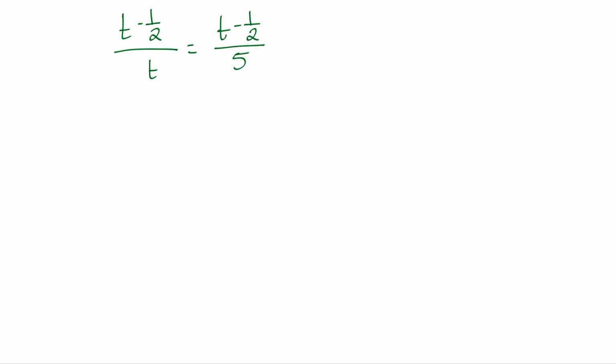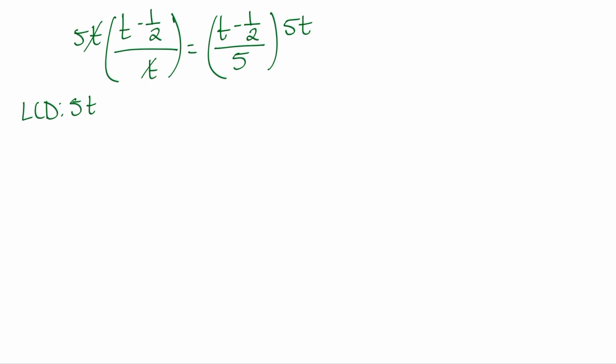Well, since it's a rational equation, I want to go ahead and find the LCD, right? I have two fractions, so the common denominator is just going to be the product of the factors, because they have no common factor. So the common denominator is going to be 5t. I'm going to multiply this left side by 5t, and I'm going to multiply this right side by 5t. Notice that the common factor of t and t will cancel. So I have 5 times t minus 1/2, and that equals, and then here the common factor of 5 cancels, so I have t minus 1/2 times t.